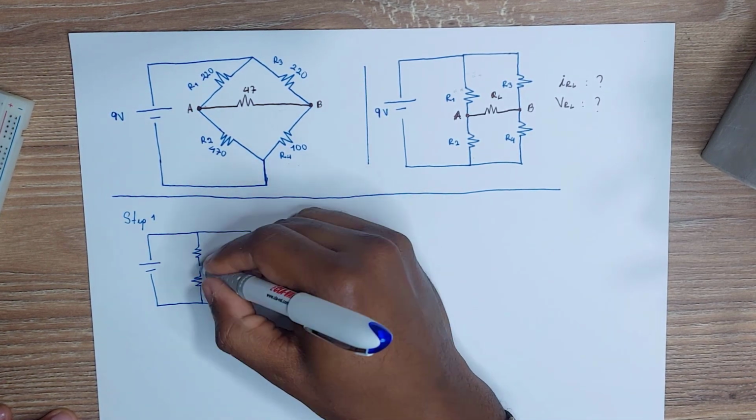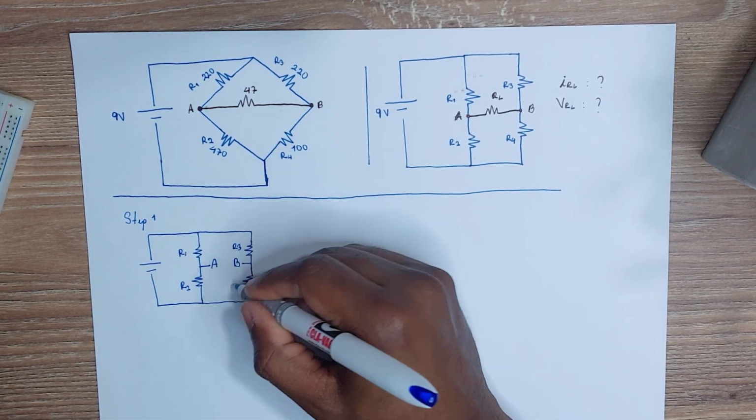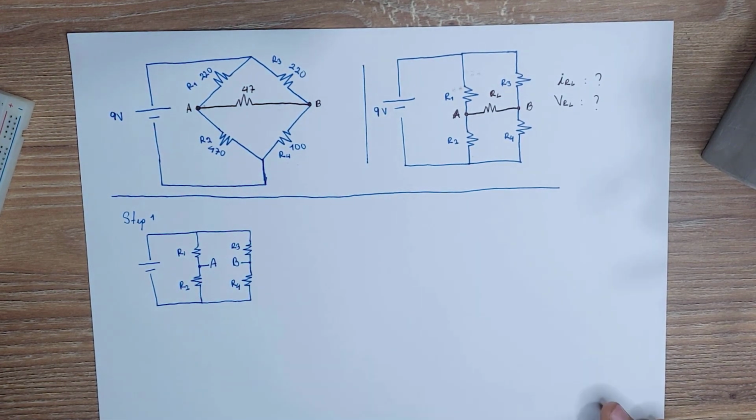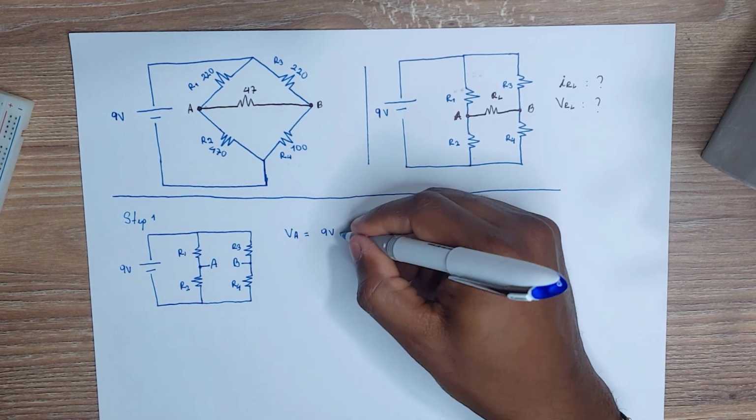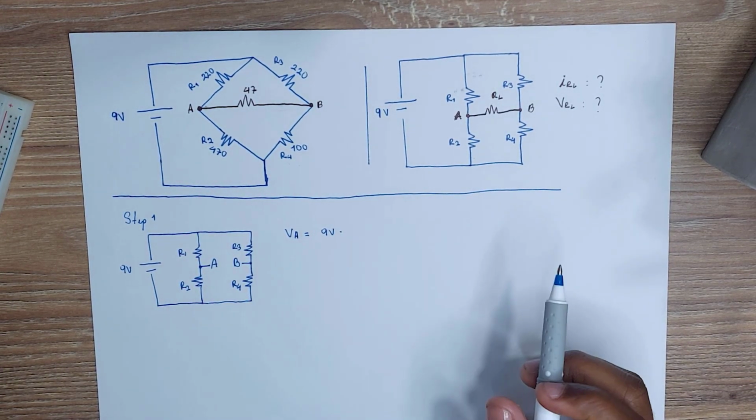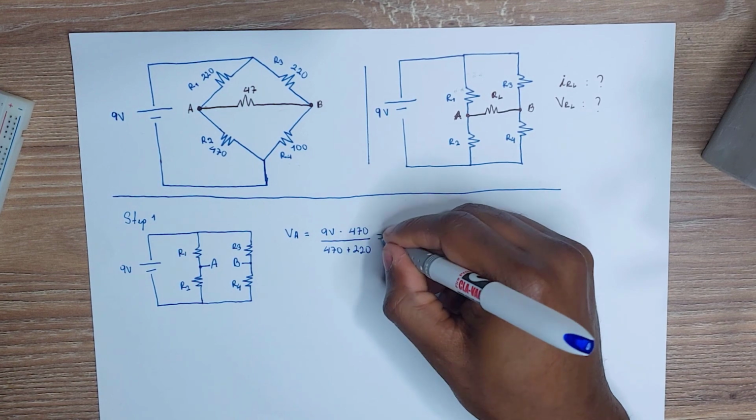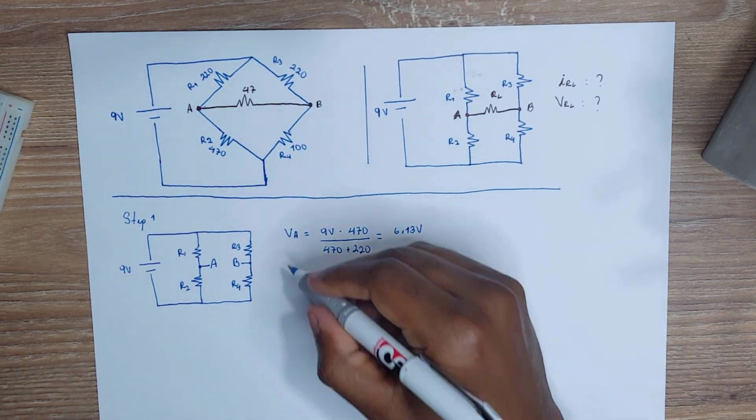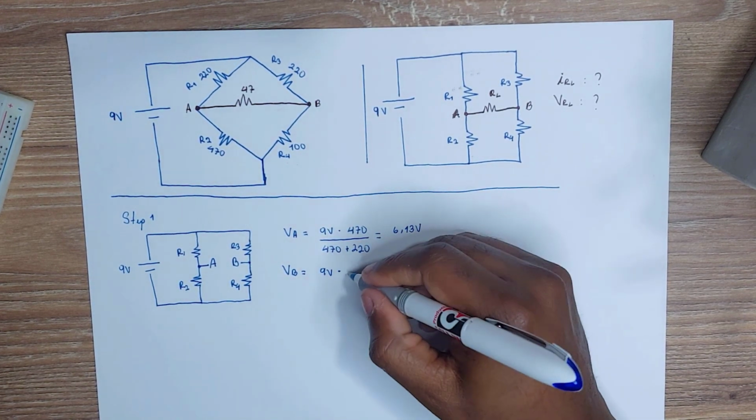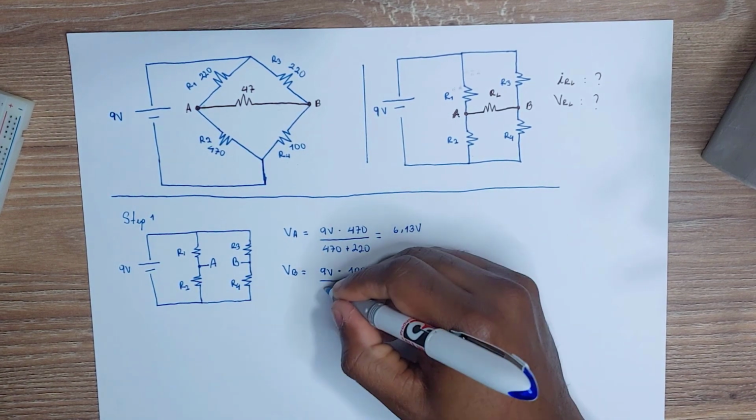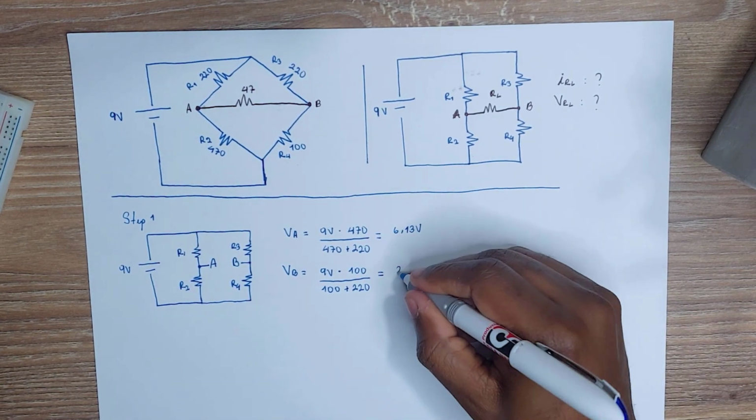If we take a closer look, you can see that basically we have two voltage divider networks. So we're going to calculate voltage A and voltage B using the voltage divider equation. For point A, the voltage is equal to 9 times 470 over 470 plus 220, and that gives me 6.13 volts. For point B, the voltage is going to be equal to 9 volts times 100 over 100 plus 220, and we have a voltage of 2.81 volts.